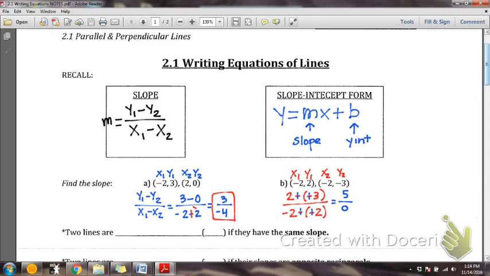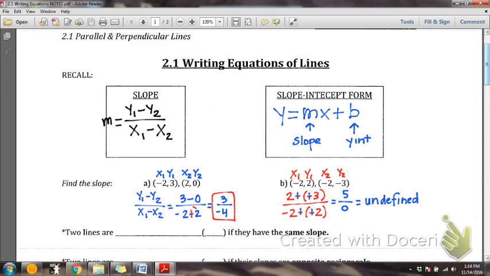So when 0 is in the denominator, it is what we call undefined. An undefined slope. Do you guys remember talking about an undefined slope? Yes. Long time ago. Now, if 0 is in the numerator, then what's our answer going to be? 0. Because 0 in the numerator, you can divide 0 by something and it's just going to be 0.